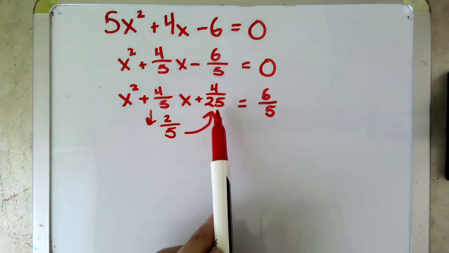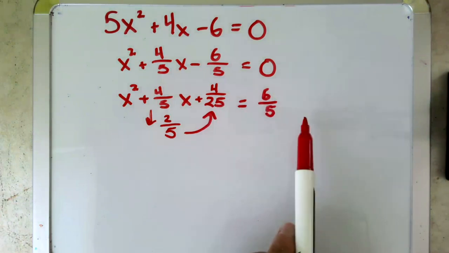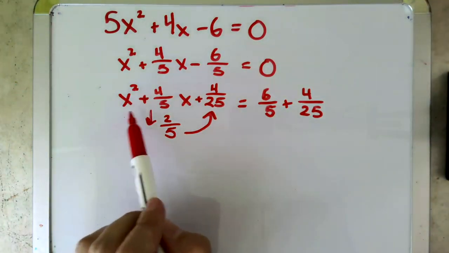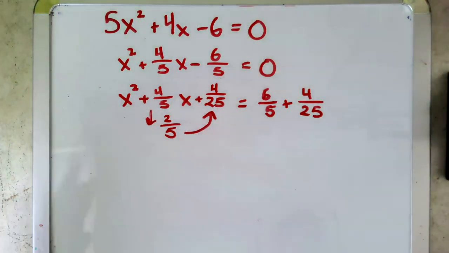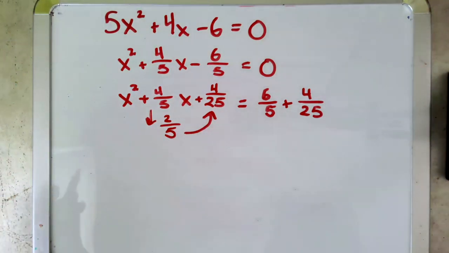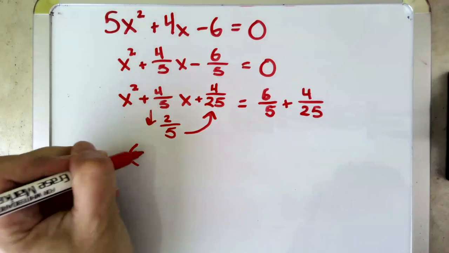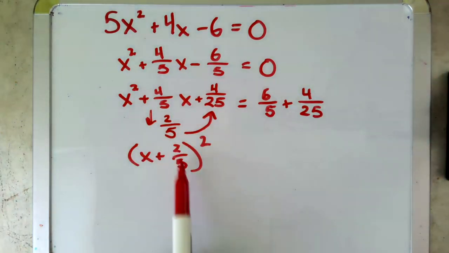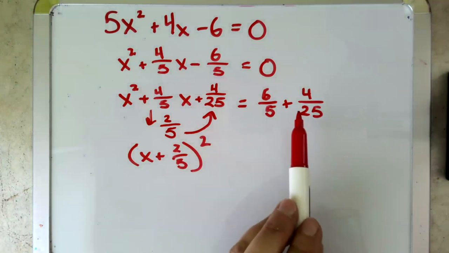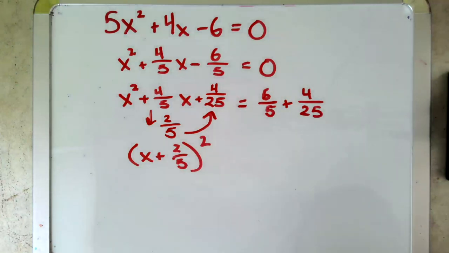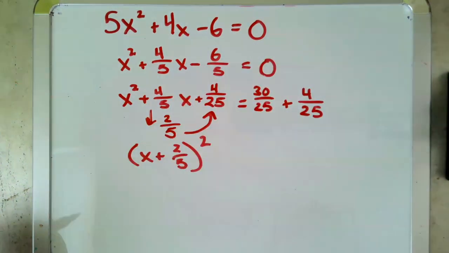And whatever I do to one side of my equation, I have to do to the other side to balance it. All right, now I'm going to consolidate. This side, I just made a perfect square, and this is my second term in my parentheses. So this is the perfect square, x plus 2/5 squared. This side, I need a common denominator. I'm going to multiply top and bottom by 5, and I'm going to add.